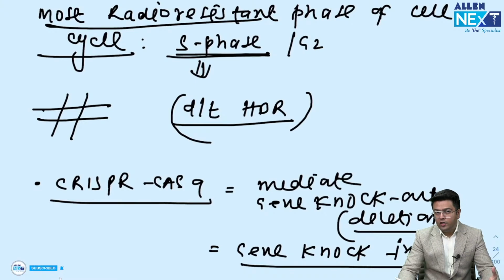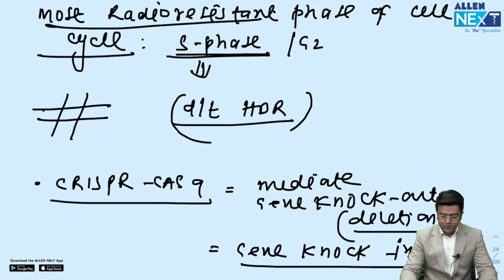So gene knockout: you want to study a particular animal, like what happens to this animal if you remove a particular gene, right? So you can study what the function of that gene is. Okay, so that can be done by CRISPR-Cas9, right?